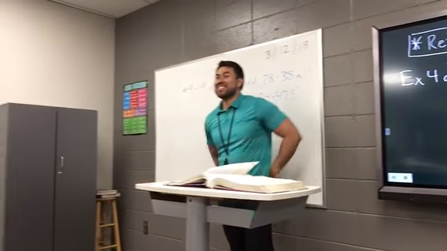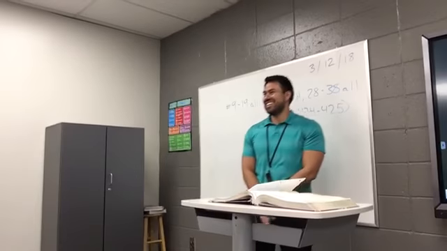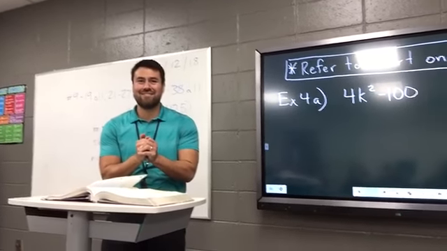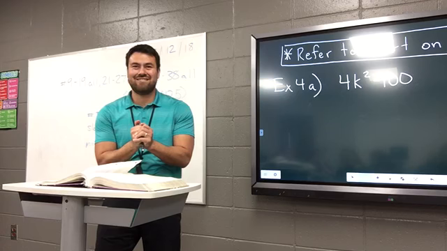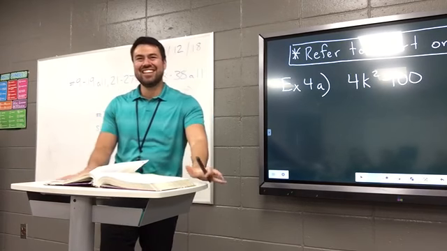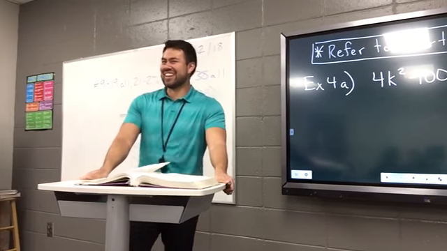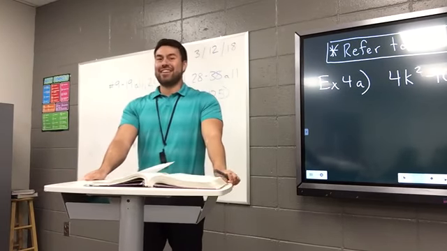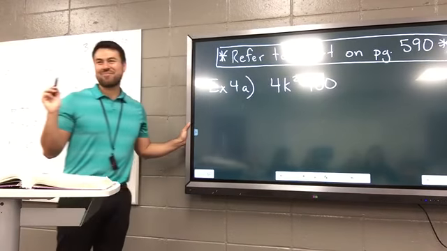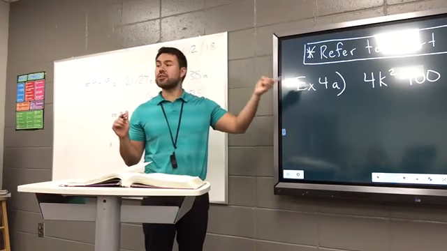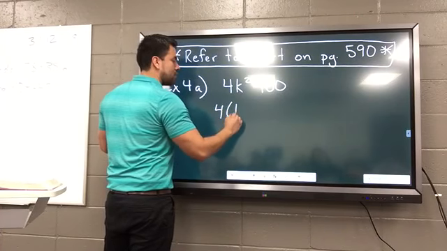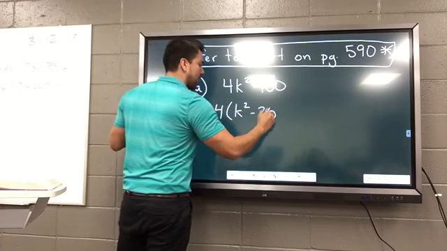I'm going to ask somebody and see if they're paying attention. Lizzie, what's my first step? You check for the GCF. Is there a GCF there? Yes. What's the GCF? 4. 4 can come out. You're left with k squared minus 25. That's your first step.